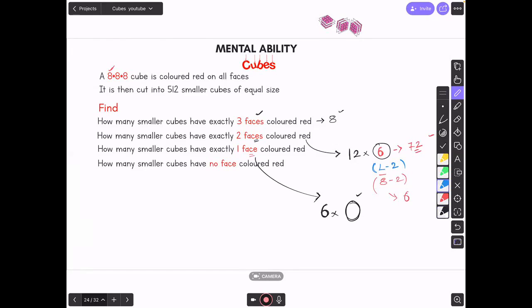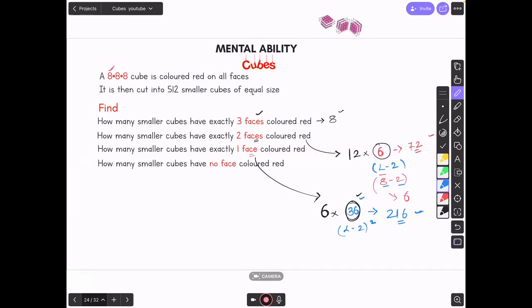So one face colored red, उसका formula क्या है? Length of the edge minus 2 का square. So length of the edge कितना है? 8. 8 minus 2 कितना होगा? 6. 6 square कितना होगा? 36. So this time you will get 36 per face. So 36 into 6 कितना होता है? 216. One face colored red.